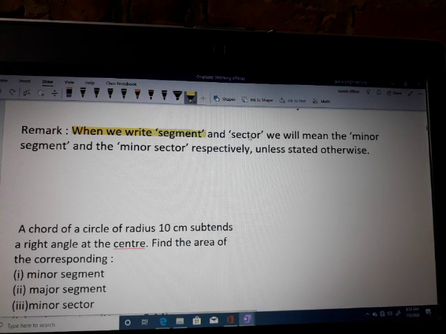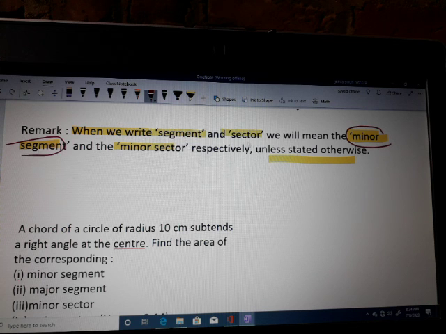At the end, please remember this. When we write segment or sector, we mean minor segment or minor sector respectively, unless otherwise stated. जब भी एग्जाम में क्वेश्चंस में आपको पूछा जाता है कि फाइंड द एरिया ऑफ सेक्टर, मीन्स वो माइनर सेक्टर की बात कर रहा है। You have to find the area of the minor sector. If it is given to find the area of the major sector, then you have to find the area of the major sector.